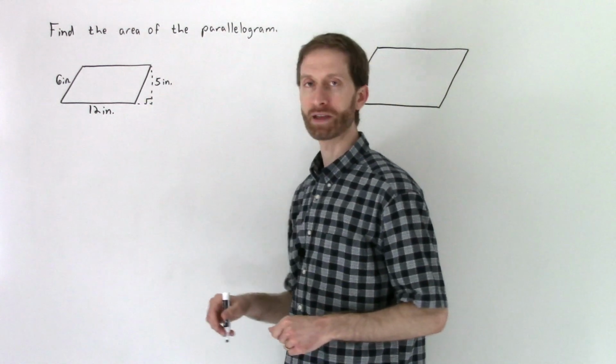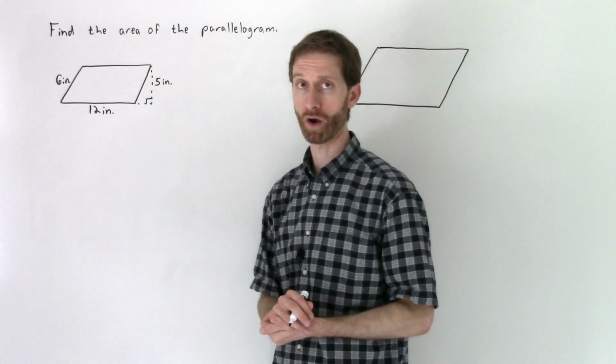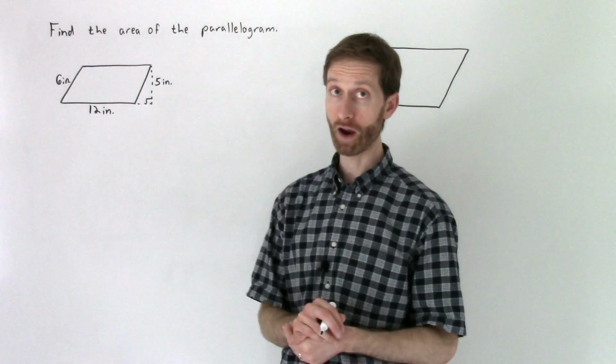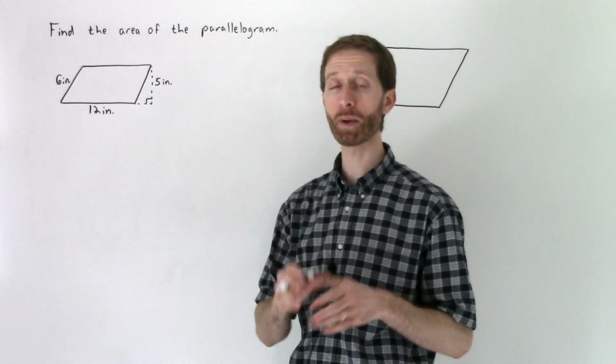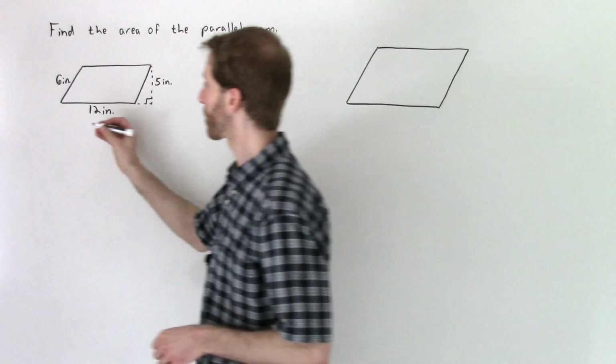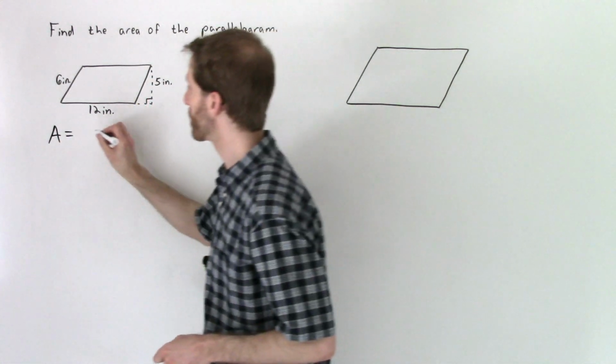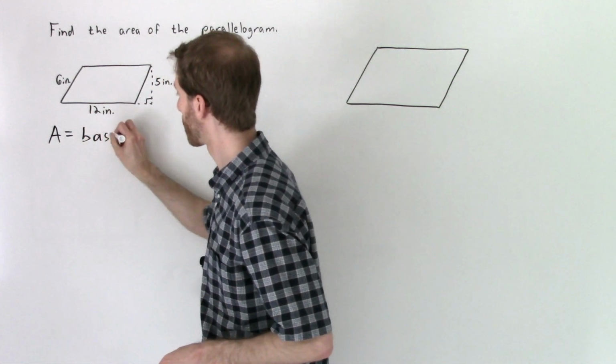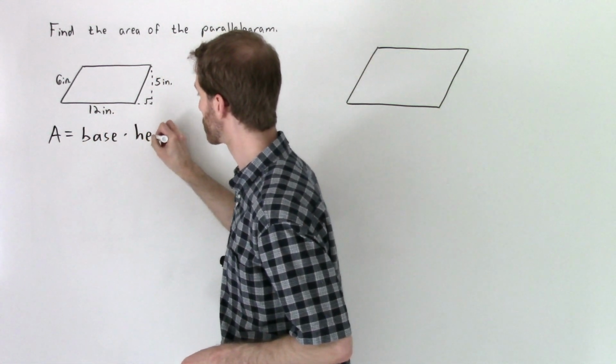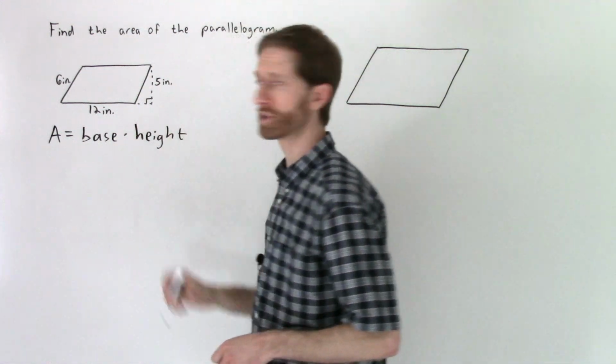The first step is understanding what the parts of a parallelogram are. So in a parallelogram, to find the area, the formula is the base of the parallelogram times the height. So I'm going to write that out here, but then we're going to talk about what the base and height are. So the area is equal to the base times, and I'm going to use dot notation, the height.